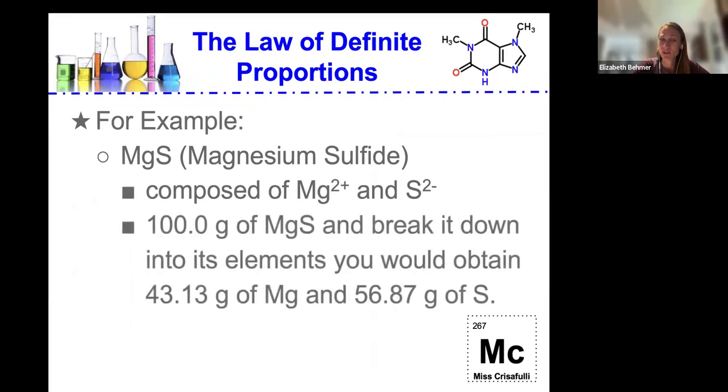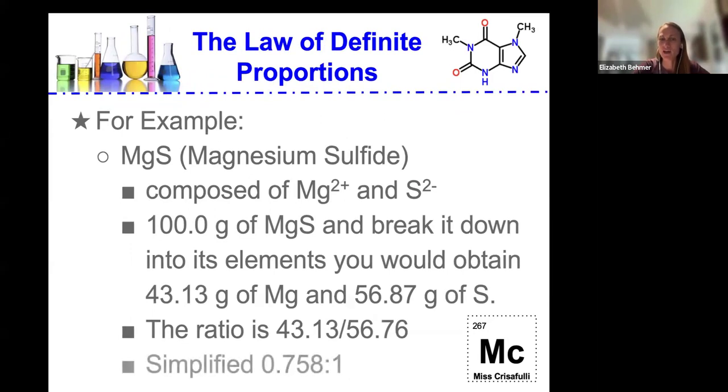So similar to that, if we have 100 grams of magnesium sulfide and break it down into its elements, you would obtain 43.13 grams of magnesium, because that's the atomic mass of magnesium, and 56.87 grams of sulfide. The ratio is 43.13 to 56.87 because that is the mass of those two elements. And they're in a 1-to-1 ratio. So we can simplify that down to be a ratio of 0.758 to 1.